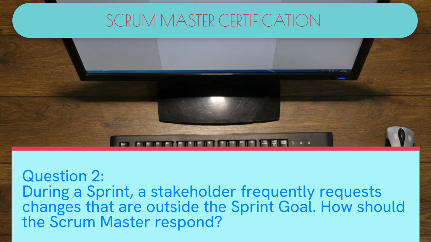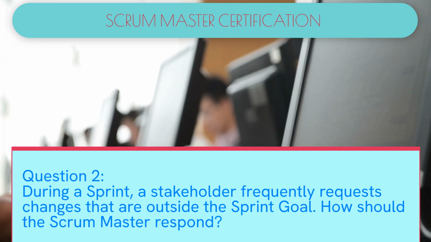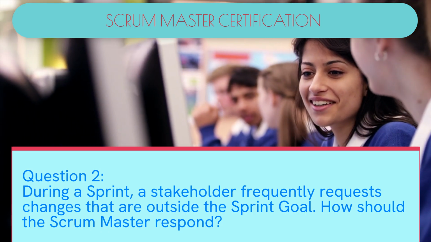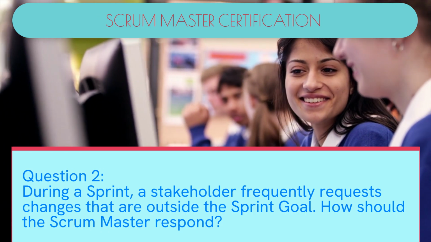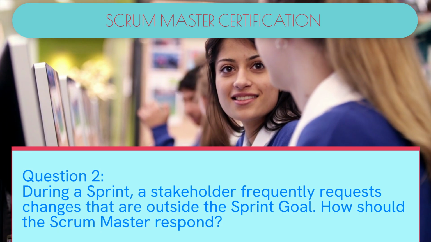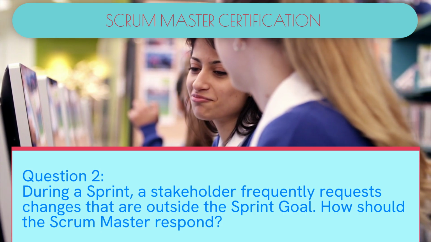Question 2. During a sprint, a stakeholder frequently requests changes that are outside the sprint goal. How should the Scrum Master respond? Answer. Coach the stakeholder to respect the sprint goal and guide them to submit new requests through the product backlog for future sprints. Explanation. Maintaining focus on the sprint goal is critical. The Scrum Master ensures that stakeholders understand the impact of mid-sprint changes and promotes proper backlog management to protect team commitments.